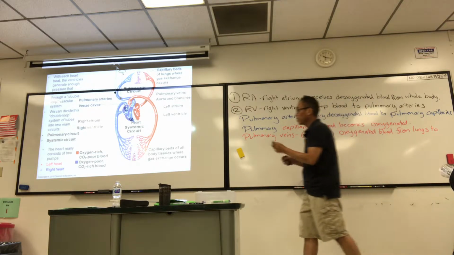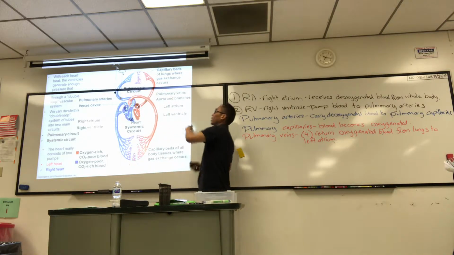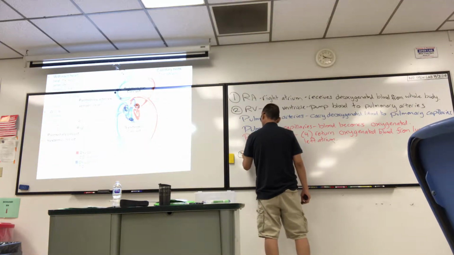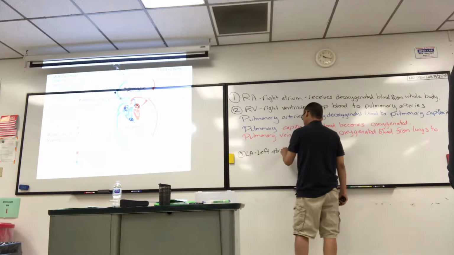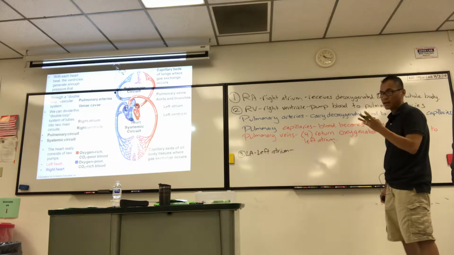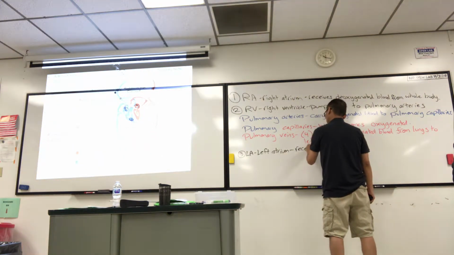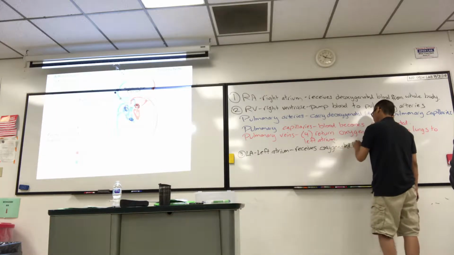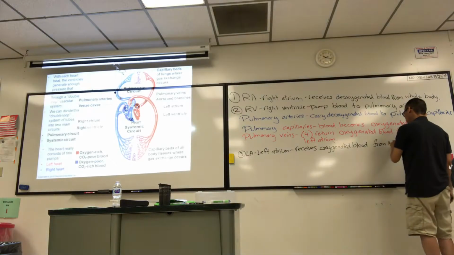So let me put a number 3 there, where the left atrium is. There's a 3. LA for left atrium. I'll just kind of restate what I just said. The left atrium, it's receiving oxygenated blood from 4 pulmonary veins. 2 are on the right, 2 are on the left. Receives oxygenated blood from 4 pulmonary veins.